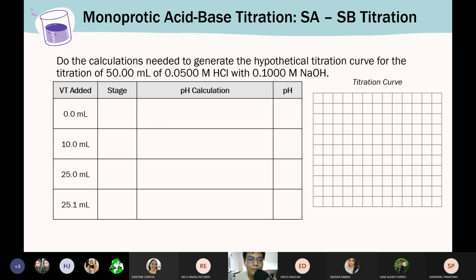Okay? Basahin natin. Do the calculations needed to generate the hypothetical titration curve for the titration of 50 ml of 0.05 molar HCl with 0.1 molar sodium hydroxide. Sino yung analyte mo? Sino yung titrant? Ganito. Kapag given agad, no, I mean, siya yung nauna na given, siya yung analyte. Okay? So, sino yung nauna? Siya yung analyte. Sino ba yung nauna? Edi ito.